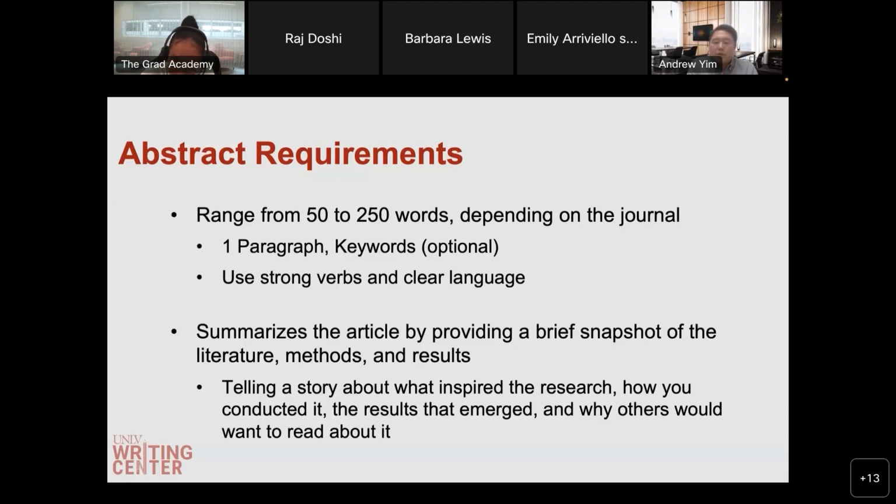So it's all about audience awareness. If your audience is convinced of why there's a need for your research, they're more likely to read it, which in turn gives you a greater chance of getting accepted into a journal or into a conference.